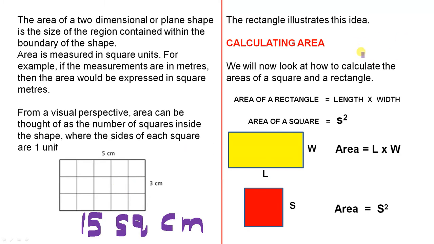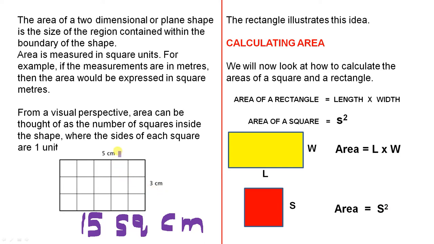Calculating area. We will now look at how to calculate the areas of a square and a rectangle. Firstly, the area of a rectangle, we can find that by going length multiplied by the width. The area of a square is s squared. So if we have a rectangle where the length is L and the width is W, the area is L times W, and that'll be square units, whatever the units are. If we have a square where one side is S, the area will be S squared.